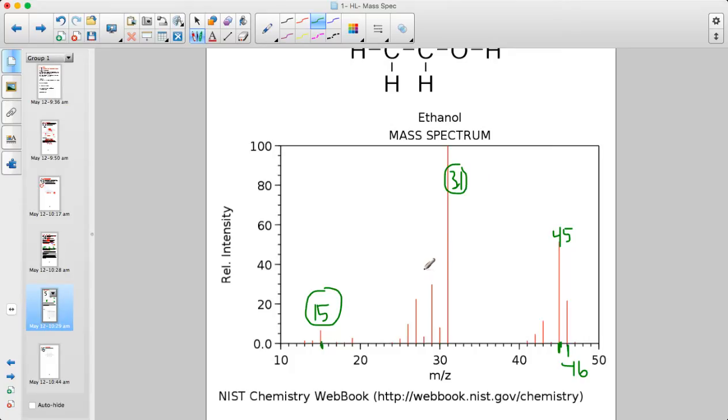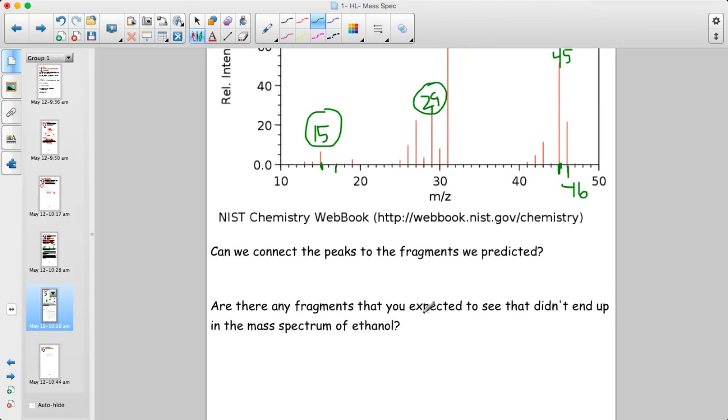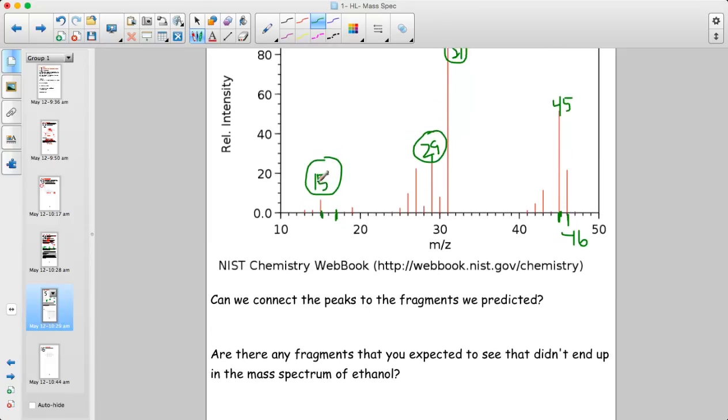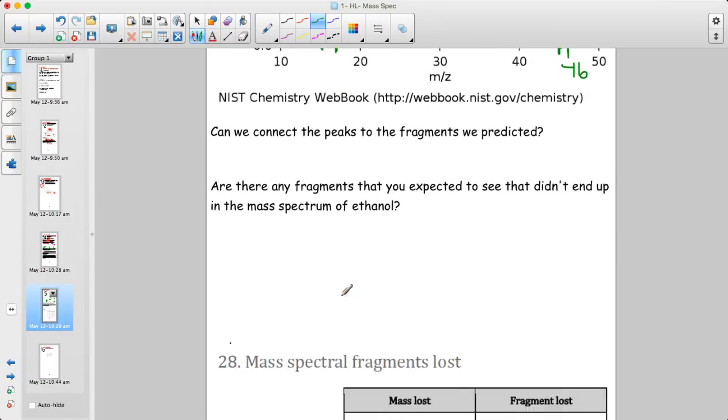The other one that we predicted was 29, and there's a pretty sizable peak at 29 right here. If I look for the corresponding one at 17, though, there's really barely anything at 17. So even though I expected there to be one at 17, it doesn't show up. And that happens sometimes. Sometimes there are fragments you expect to see that don't show up, and that just suggests that they're so unstable as a positive ion that they don't show up. And so the OH in this case hasn't really shown up much, except this tiny little blip. Okay? And these are the various peaks that match to the fragments that we identified on the previous page.